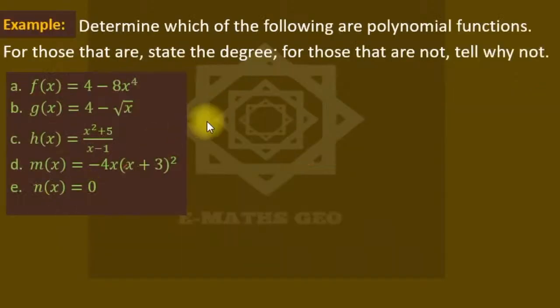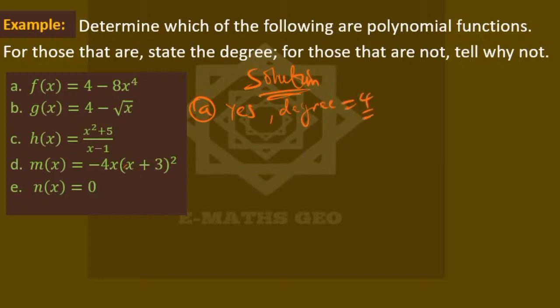So look at this example. Determine which of the following are polynomial functions. For those that are, state the degree. For those that are not, tell why not. So the first one is a polynomial function because the highest power is 4. Yes, as you can see, the coefficients are real numbers. So yes, it's a polynomial function, and the degree is 4 because the highest power is 4.